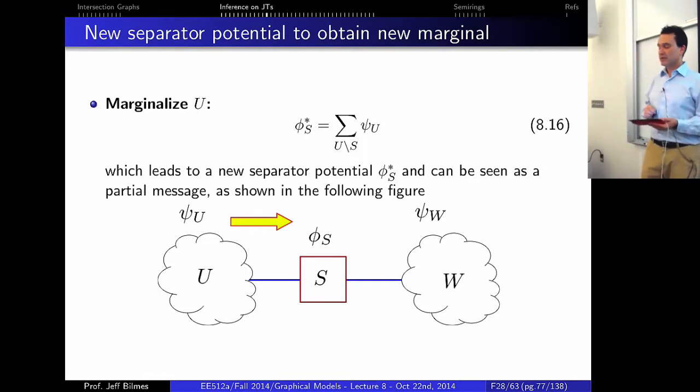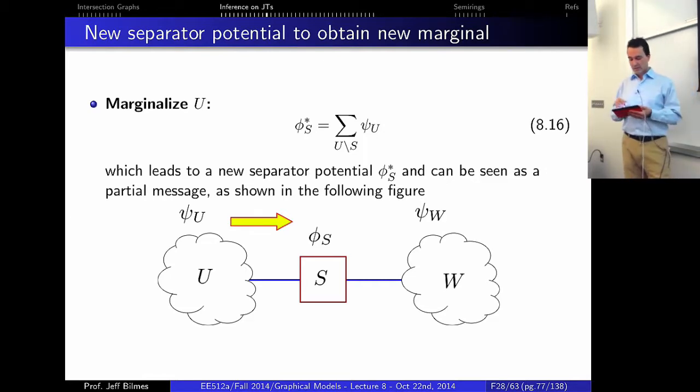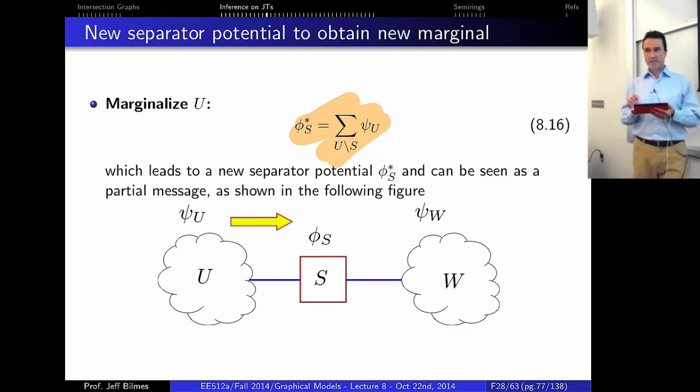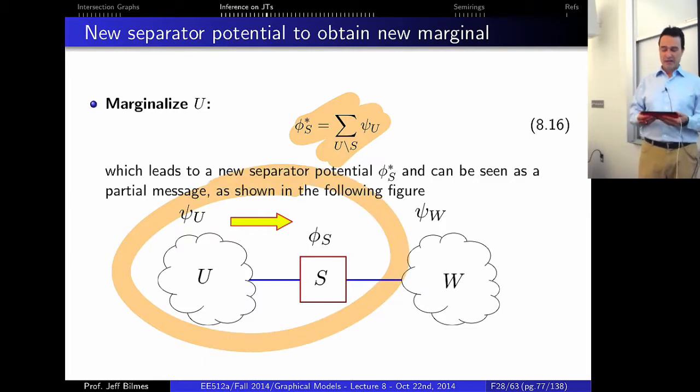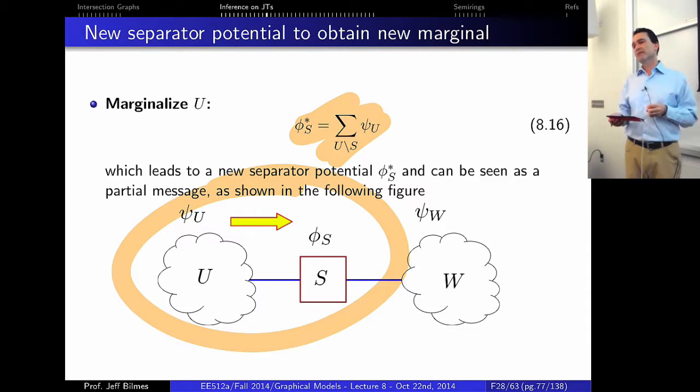So the first thing that we're going to do is marginalize out the potential at U to get this new separator potential, phi sub s. And this expression, 8.16, can be seen as a message being sent from the cluster U to the separator S. Sort of like a partial message, halfway between U and W.